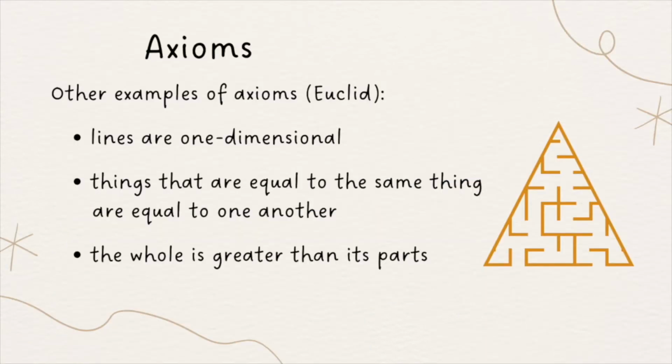Here are 3 more examples of axioms just to help solidify this concept. And these are also from Euclid, the ancient Greek mathematician. So lines are one-dimensional, right? They have no height, they have no depth. Second, things that are equal to the same thing are equal to one another. So that's just like saying if x is 5 and y is 5, then x equals y. And a third example is the whole is greater than its parts. For example, since 7 plus 3 equals 10, then 10 is greater than 7 and 3, which are the parts that make it up.